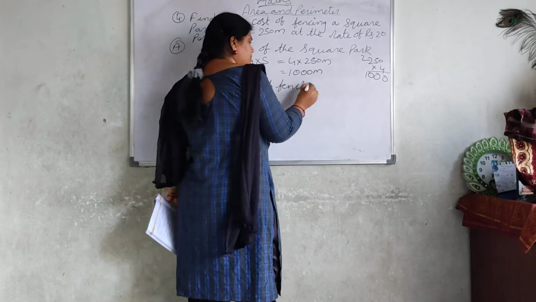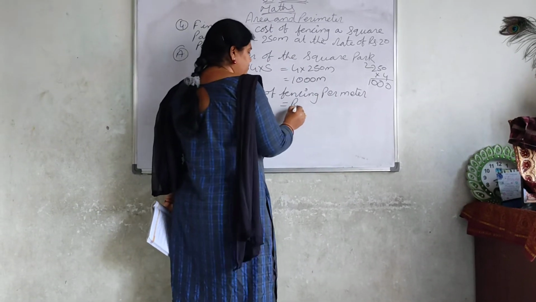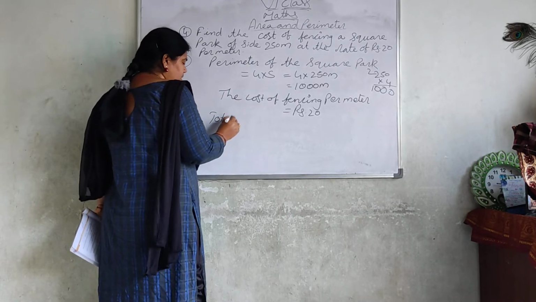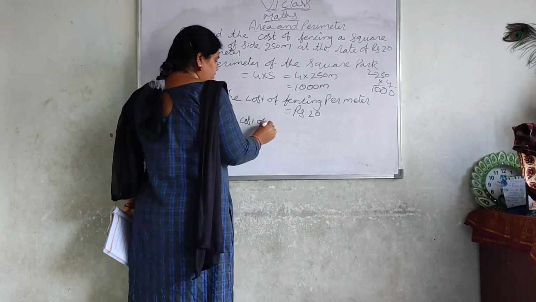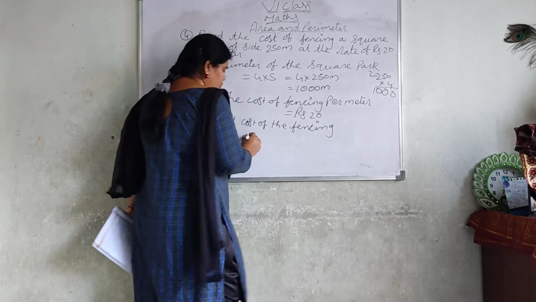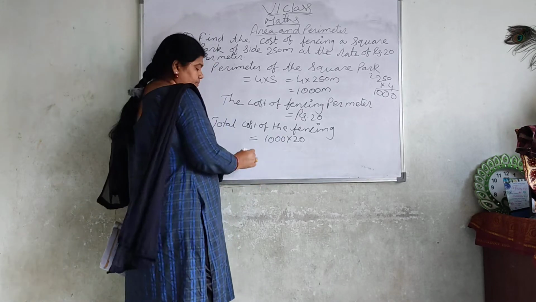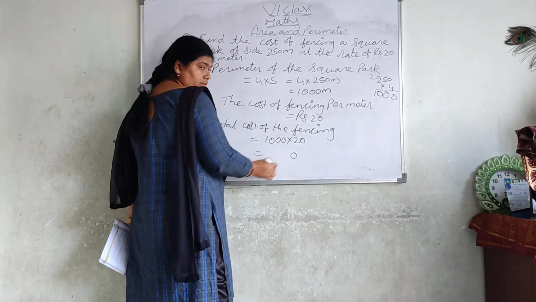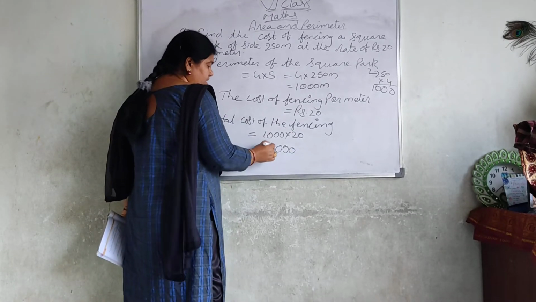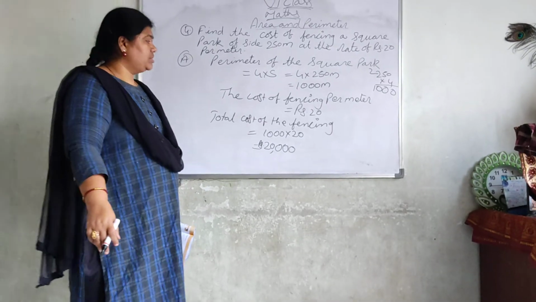What he asked then: the rate per meter is the cost of fencing per meter. The cost of fencing per meter is equal to 20 rupees. Okay? Total cost of the fencing is equal to, how many meters is it? 1000 meters into 20. 20 zeros are 0. 20 ones are 20. So what is the cost? 20,000 rupees is the cost of the fencing.